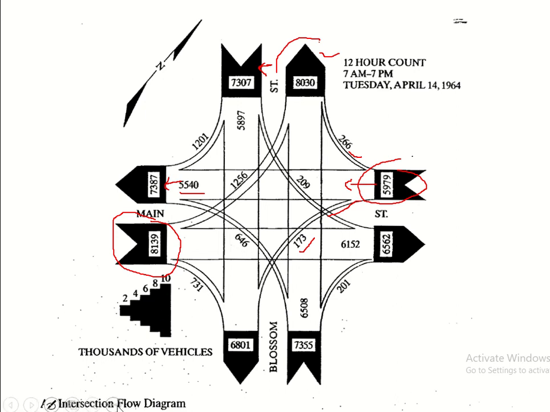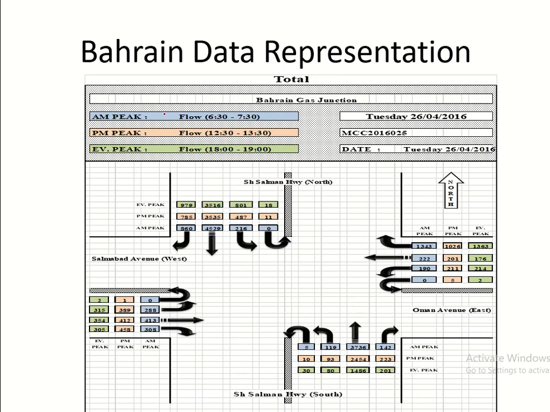We call it the intersection flow diagram. Then for how many hours the count was taken, which hours, and the day and the date is mentioned. This is the notation which they follow in Bahrain.